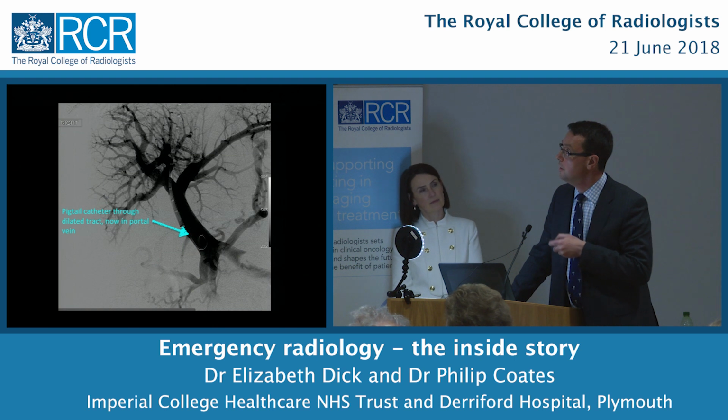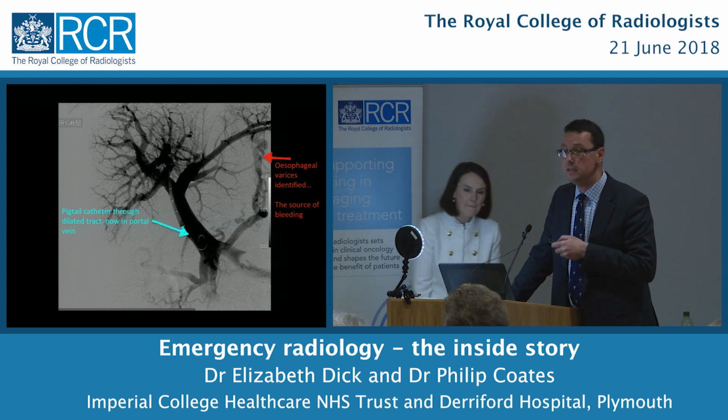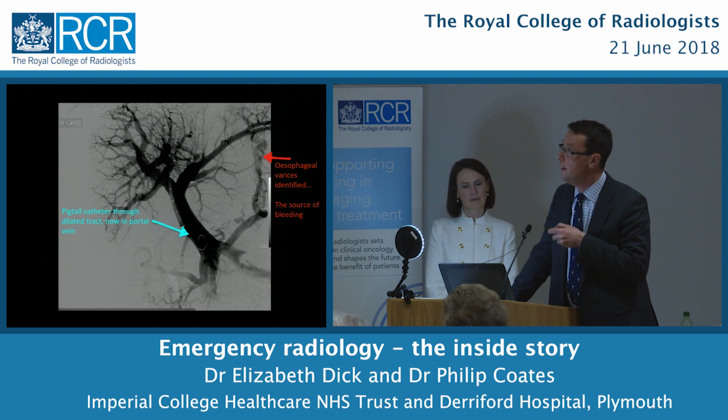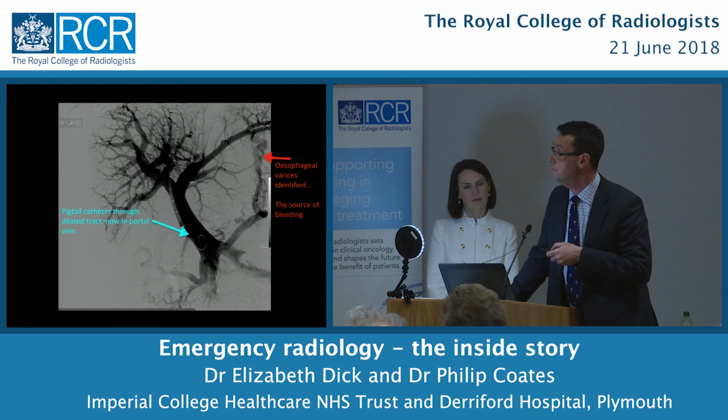That's not the whole picture. These are the esophageal varices we were talking about. They've been identified, and this is the source of the bleeding. So a neater way of dealing with this is two approaches to the treatment. Not only are we going to create the new tract with the stent graft, but we're also going to try and treat these varices by embolizing them and deploying something in there to stop the bleeding.